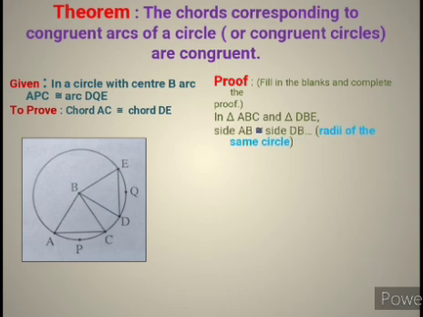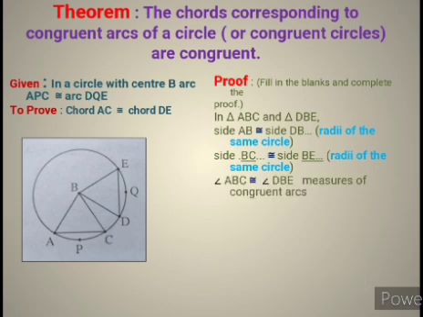Side AB is congruent to side DB. Why? Because they are radii of the same circle. Another pair, side BC and side BE, are also radii of the same circle. This is the filling of the blanks from your textbook. Then angle ABC is congruent to angle DBE. It is the measure of the congruent arcs: because the arcs are given to be the same, therefore the central angles are the same, by the definition of a central angle.